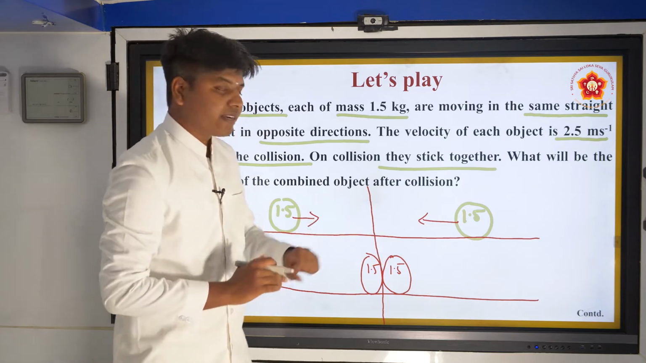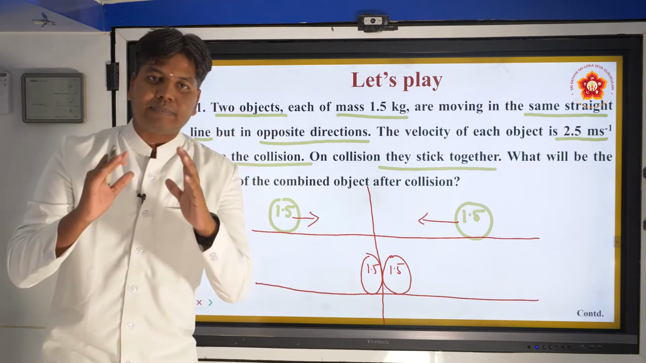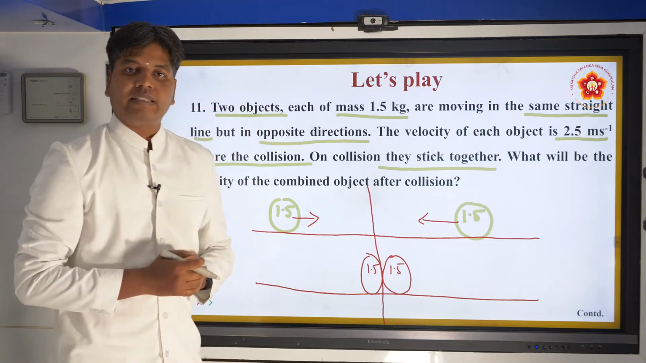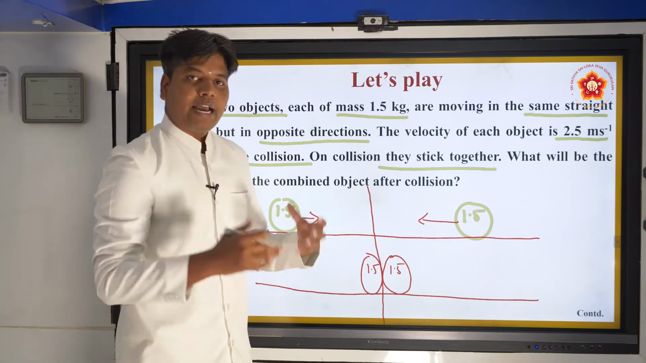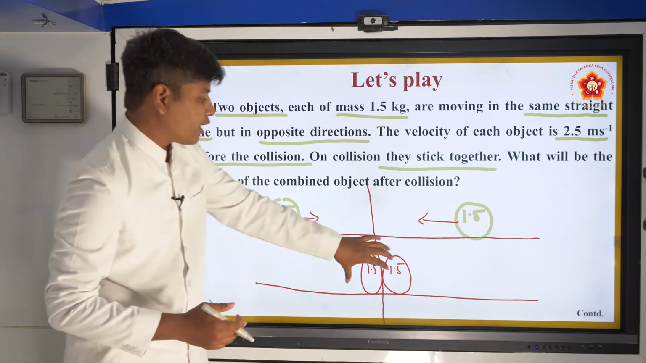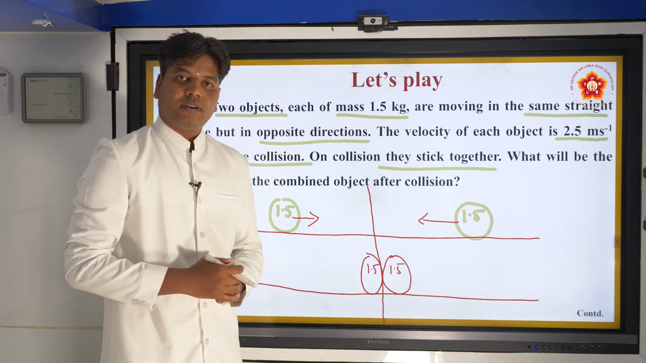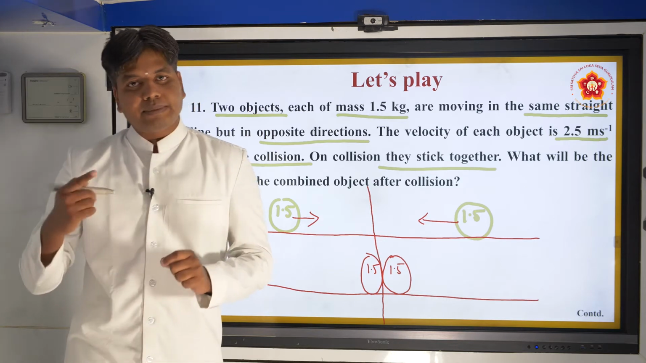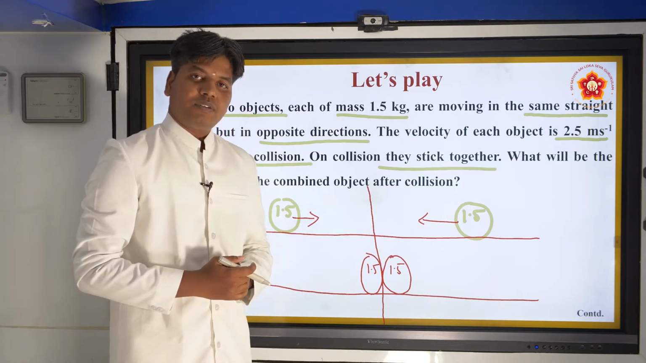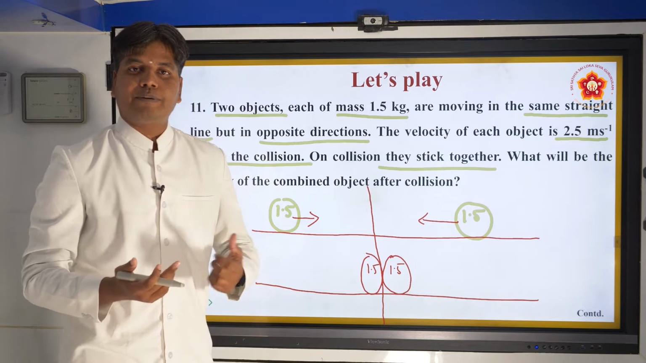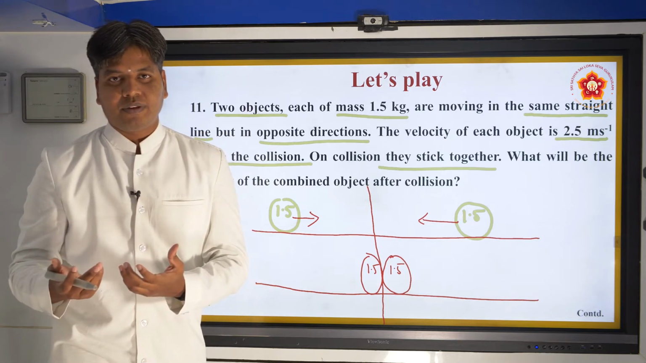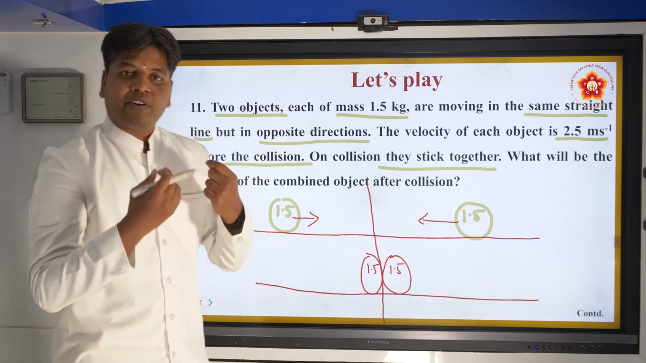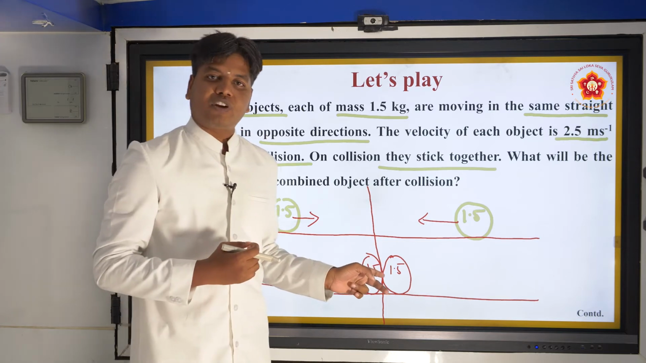When they collide and stick, what happens? In order to maintain a symmetry, what does it have to do? Should the combined object move? They are sticking to each other, which means both are combining and forming one object. They are behaving as one object. So after collision, in order to maintain the symmetry, should it move? No, it should not move, right? If it moves, it breaks the symmetry. So in order to maintain symmetry, if they are sticking to each other, they should not move. So our intuition says that it should not have any velocity.